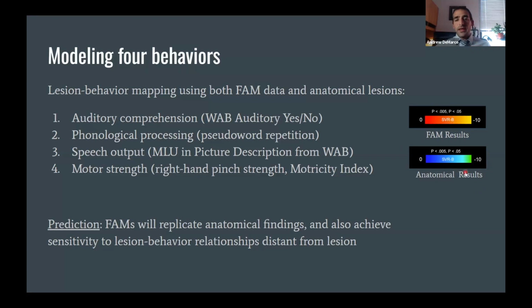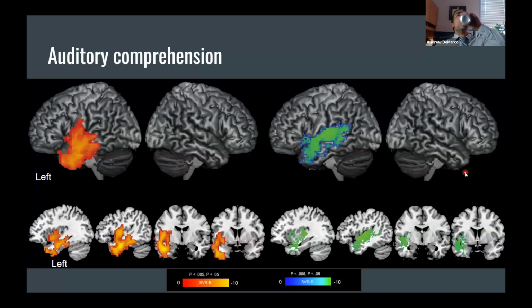So we'll just look at the 4 behaviors. On the left, you can see the functional lesion symptom mapping results. On the right, you can see the anatomical lesion symptom mapping results. And this is for auditory comprehension. We basically would expect temporal lobe like this, and that's what we see. Notably, the functional lesion symptom mapping results largely replicate what we see with the anatomical results. So that's a good thing. That's what we were hoping to find.